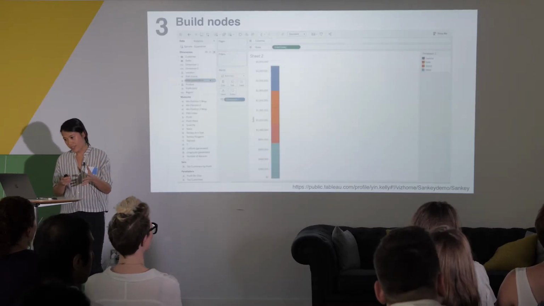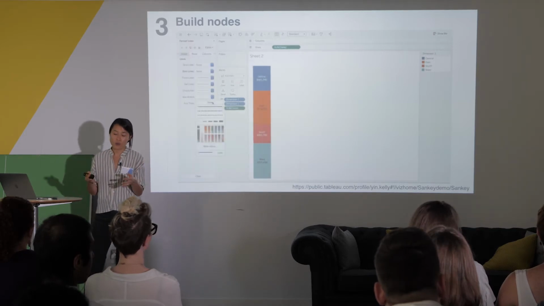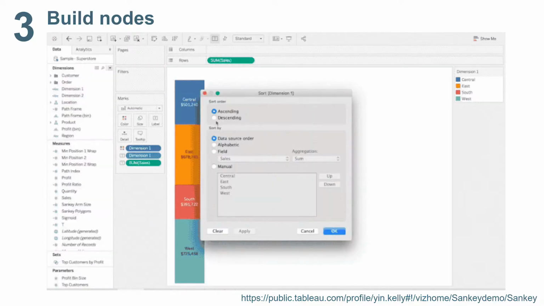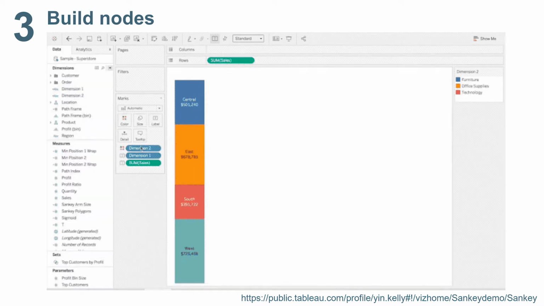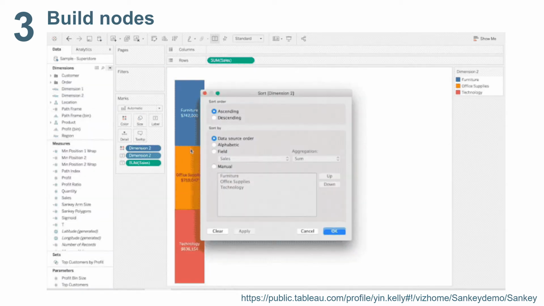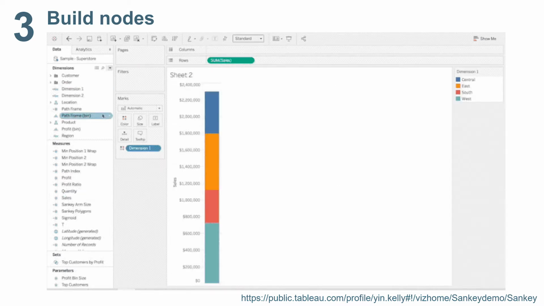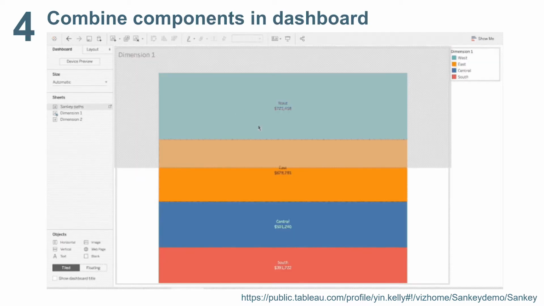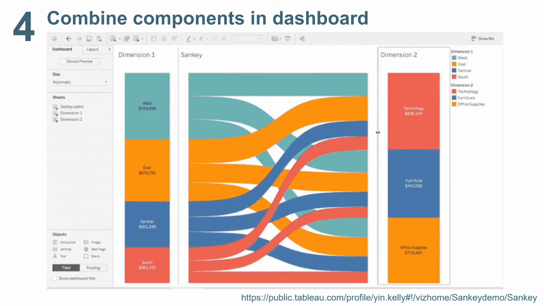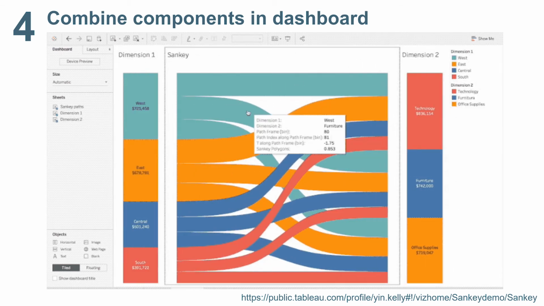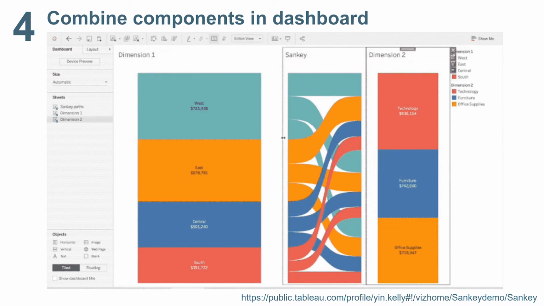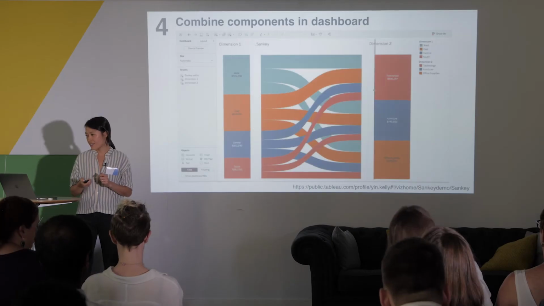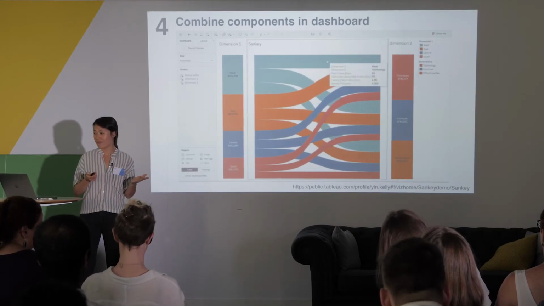The next part is easy, and that's creating the nodes of your Sankey. That's just a simple stacked bar chart. So you just drag your dimension, assign the colors, and you want to do this for each stage of your Sankey. And lastly, combine everything in the dashboard. You drag your paths and your sets of nodes. So that's your Sankey diagram.